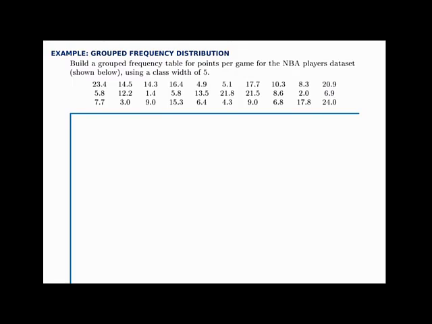So in our frequency table, the first column will be points per game. And our first category, the first class, will start at 0 and we'll go up to 5. But remember, we won't go all the way to 5 because we don't want to overlap our classes. So the first one's going to go up to just less than 5. Let's use 4.9 to represent just less than 5.